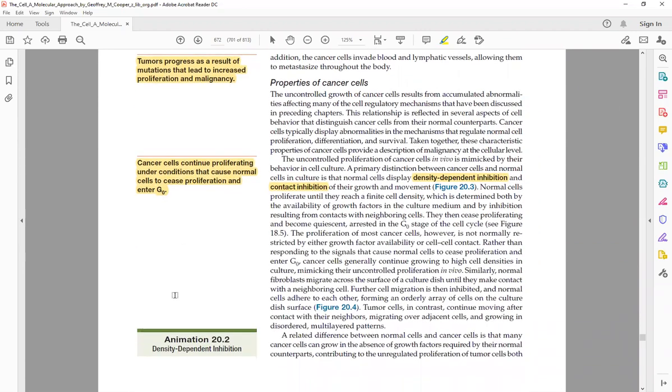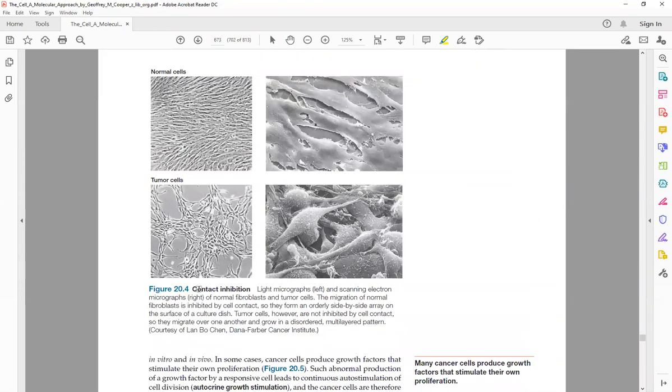Another property of cancer cells: loss of contact inhibition, already told to you in the diagram. The normal cells have contact inhibition, they cannot divide, but cancer cells are dividing one over the other.